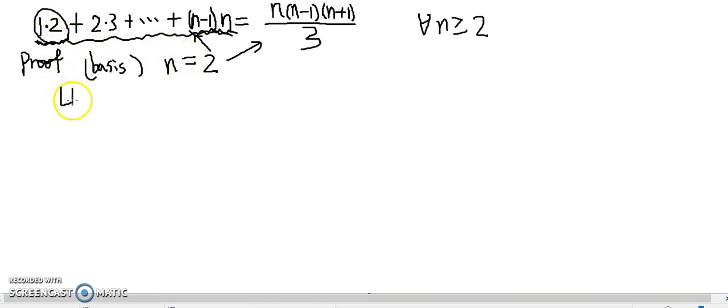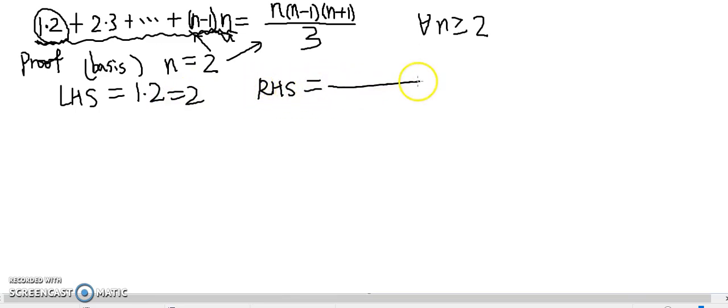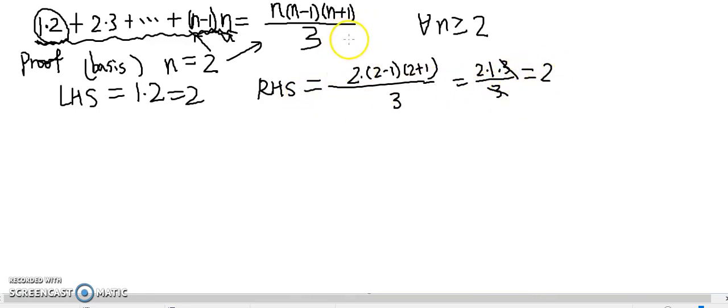So the left-hand side equals 1 times 2, because we replace n with 1 and replace this n also with 1 right here, and it's 2. Now the right-hand side, we replace n with 2. We get 2 times 2 minus 1 times 2 plus 1 divided by 3. So we get 2 times 1 times 3 divided by 3. So we cancel that, we get 2. As we can see, this formula does hold for n equal to 2. So let me just write down here: left-hand side equals right-hand side.